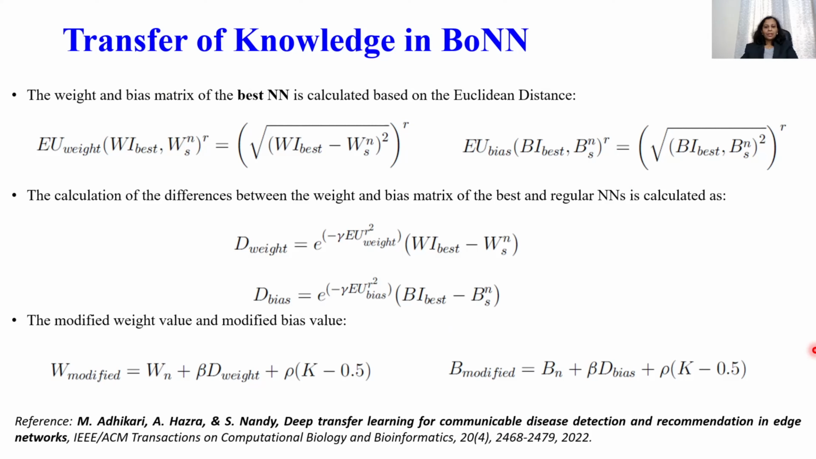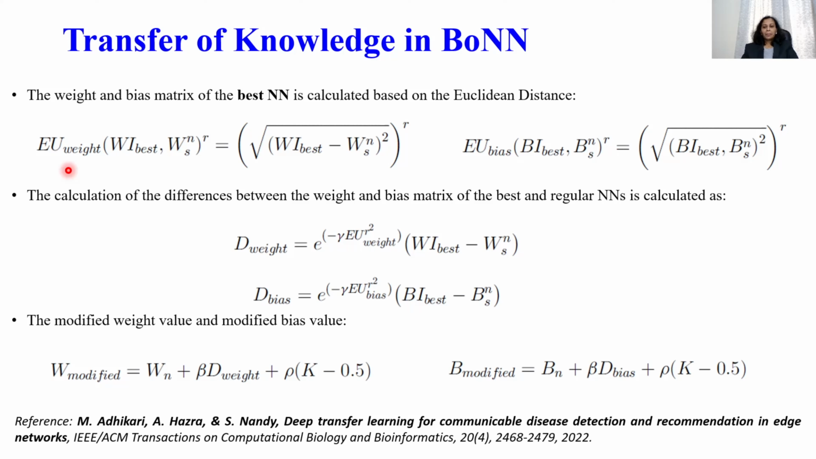In this phase, a transfer learning technique is applied to transfer the knowledge from a well-trained bag of neural network model to a new lightweight model. The lightweight BYNN model reduces the dimensionality of the monitoring health parameters and performs disease diagnosis with improved prediction accuracy. The transfer of knowledge of the BYNN model is carried out by modifying the weight and bias matrix of regular neural networks in the population with respect to the weight and bias matrix of the best neural network.